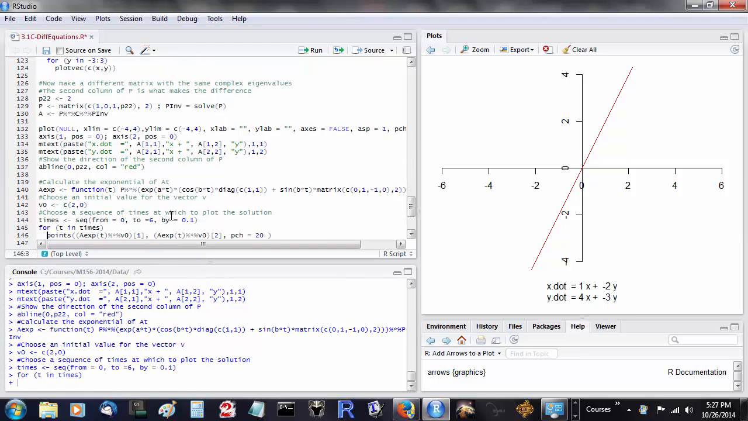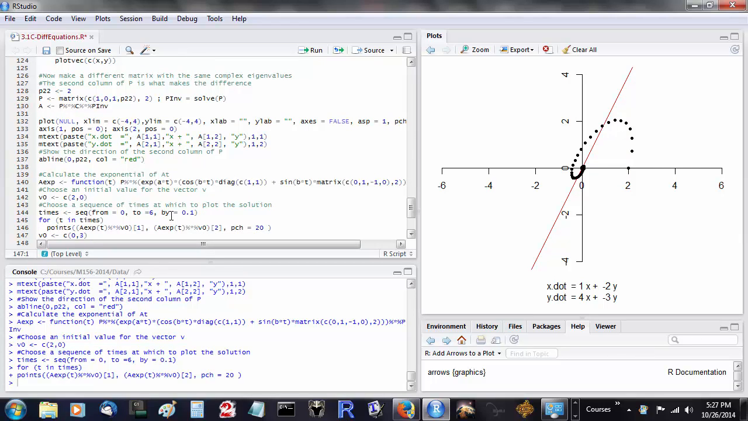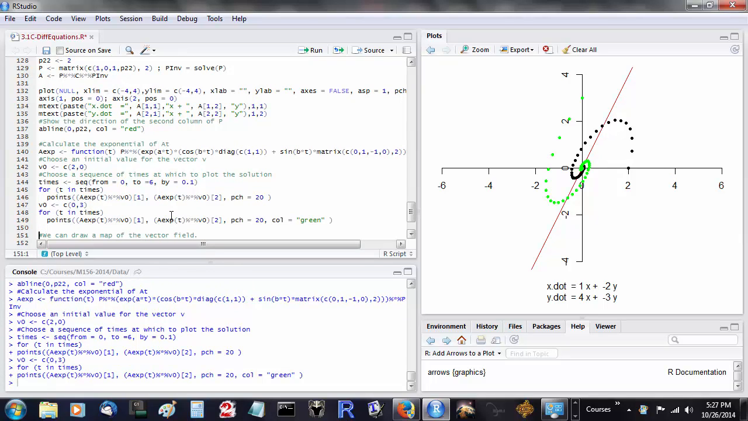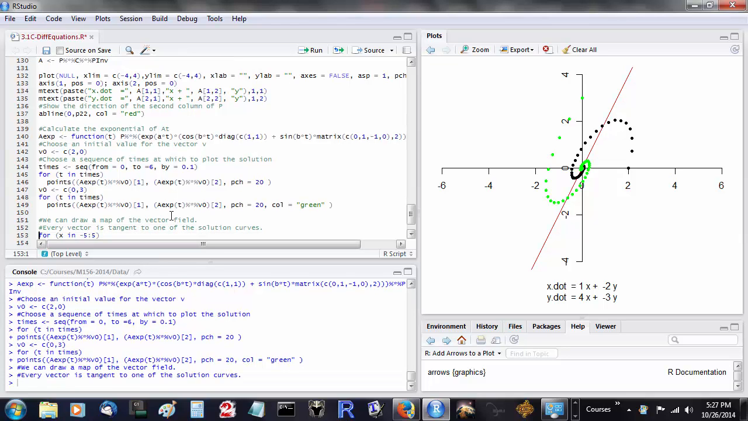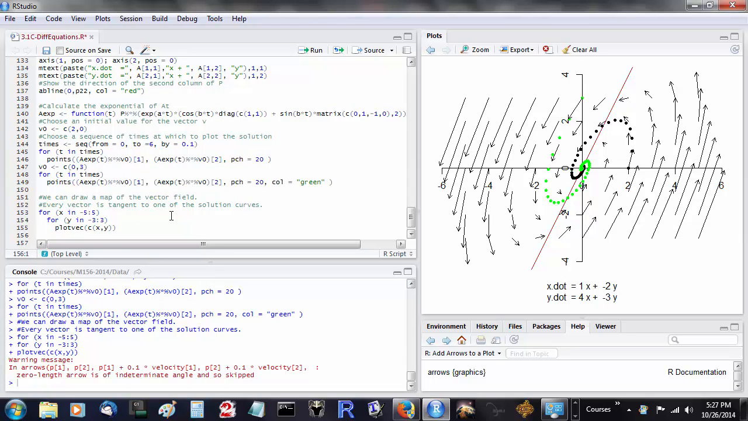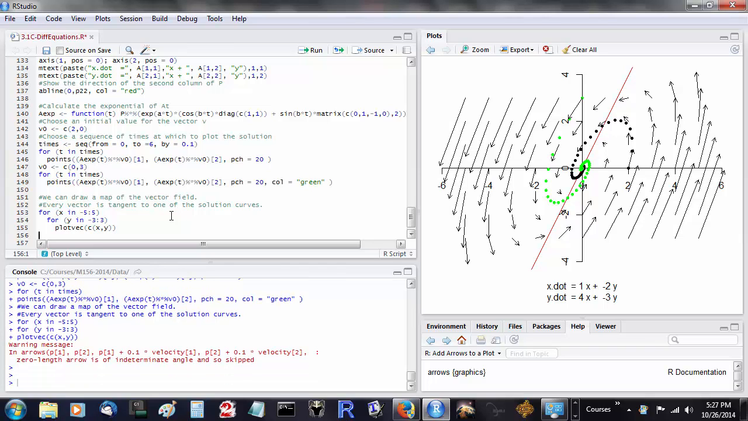Choose my initial value 2, 0, and you see again the solution spirals into the origin, but it does seem to move in along the direction of that second line, doesn't it? I'll pick another point, and again it seems to get onto that red line and then move in. Here is a map of the vector field, and you can see there are lots and lots of vectors that are approximately parallel to that red line.